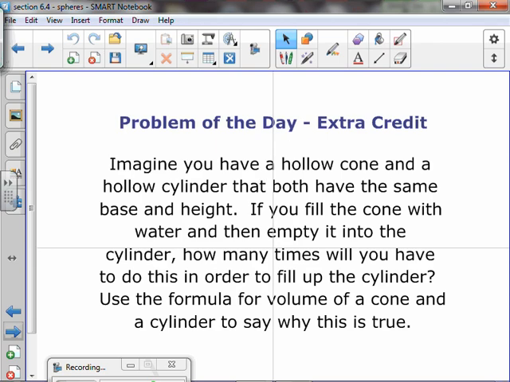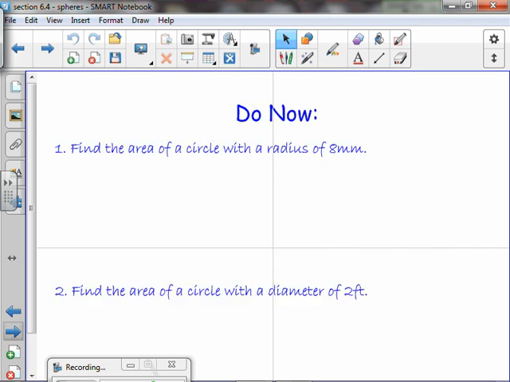Well, first of all, the problem of the day. I will give anyone extra credit who has an ability to figure this out. It is not hard. I invite you to read it carefully and use your brain. I think many of you would be able to get it if you tried. Okay? Now we will get started with a do now.